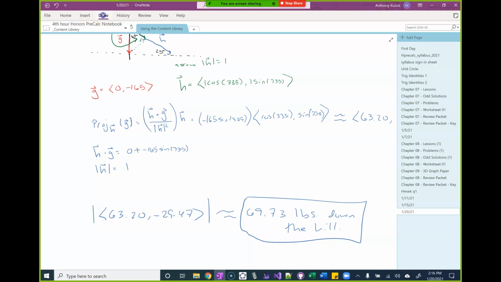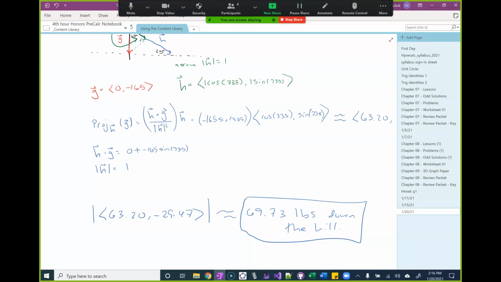Mr. Kulik? Yes, sir. So at the very end, how did you get it into magnitude? The last step. Oh, I just did the x squared plus y squared, square rooted. Okay.